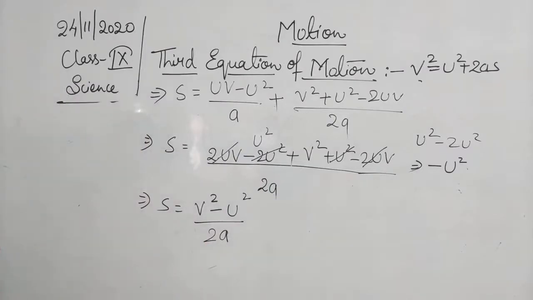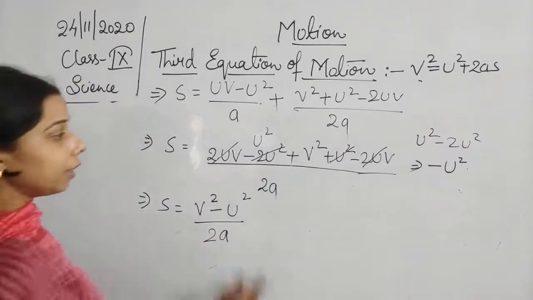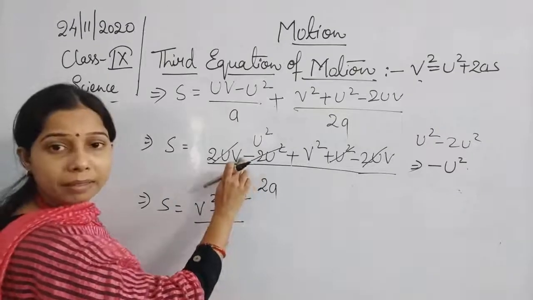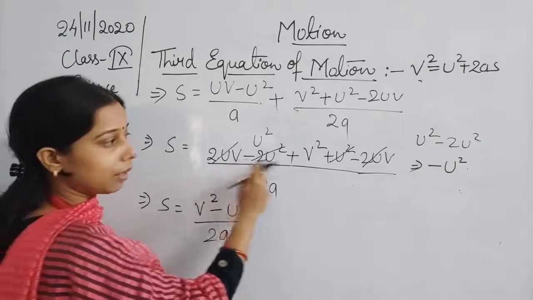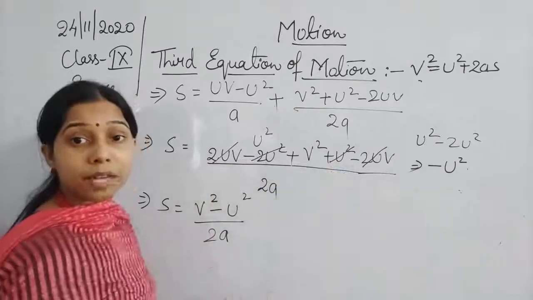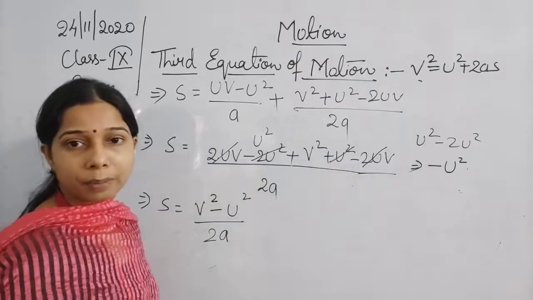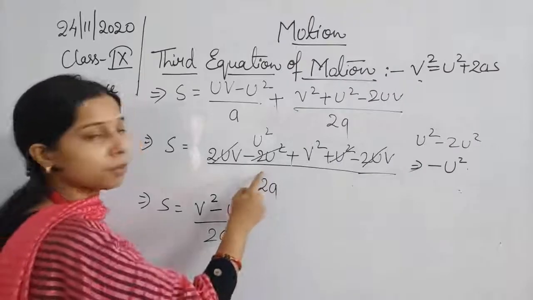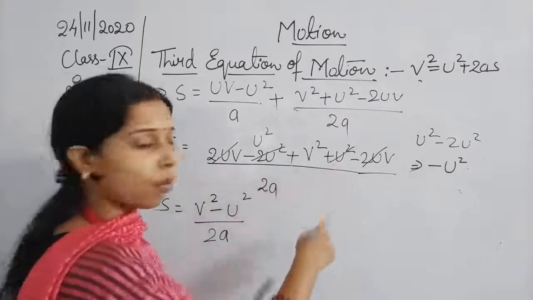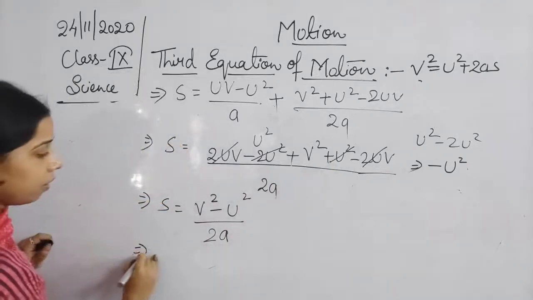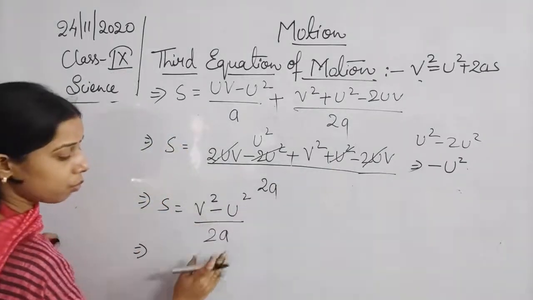I hope you all have understood about this. Here, because the minus sign is on the 2U square, which is the bigger unit than that of the U square, that is why we have taken the negative sign here. Okay, so minus 2U square plus U square. So then it will be V square minus U square upon 2A.